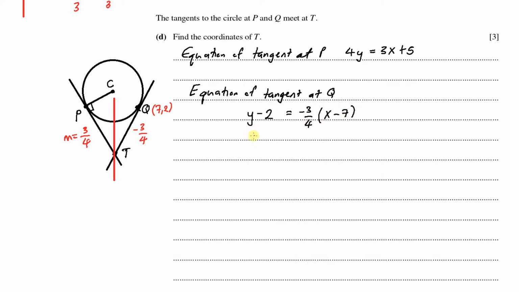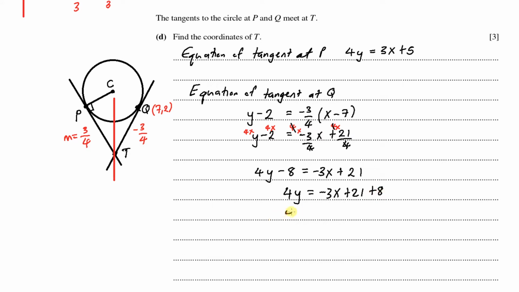So we can simplify this. This will give us y minus 2 is equal to -3/4 of x, and that's plus 21/4. I can multiply all the terms by 4. So 4 times all the terms, and this will give us 4y, and 4 times 2, that's -8. And the 4's will cancel here to get -3x, and the 4's will cancel here to get plus 21. And this is 4y is equal to -3x plus 21, and adding 8 to both sides, that's plus 8. So that's 4y is equal to -3x plus 29. So this is now the equation of the tangent at Q.